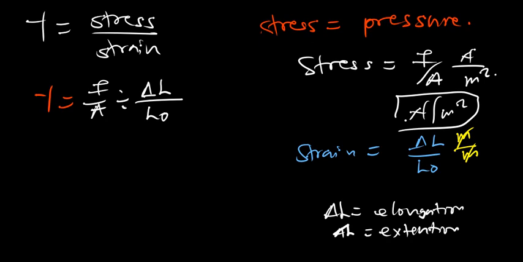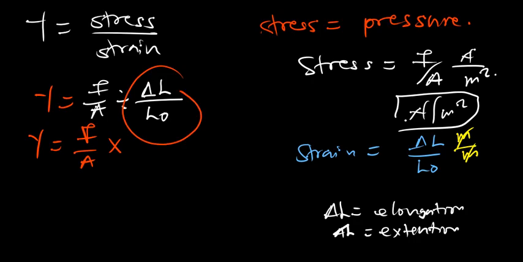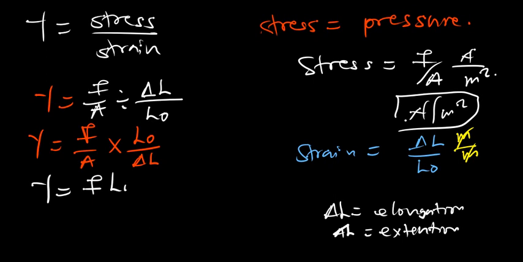Okay. Then another thing that we have to take note of here is that Young's modulus will be equal to the force divided by area times, because division can change to multiplication, and then we do the reciprocal of this. So it will be L initial divided by the change in L. Then we can say that Young's modulus is basically the force times L initial divided by area times the change in L. This is the general formula which you have to be familiar with for Young's modulus.